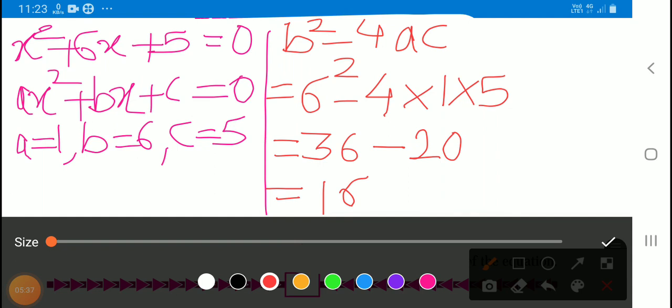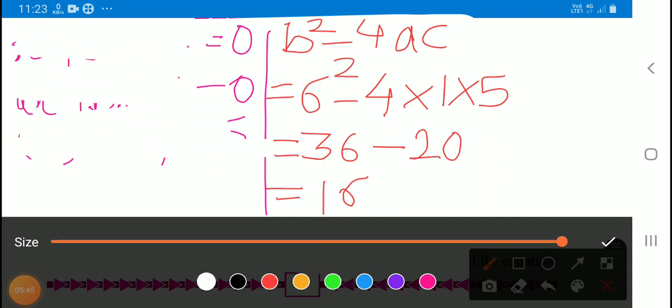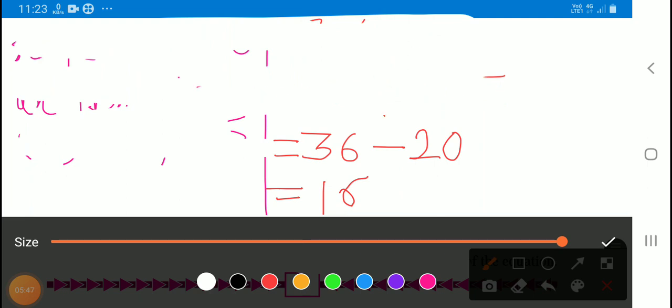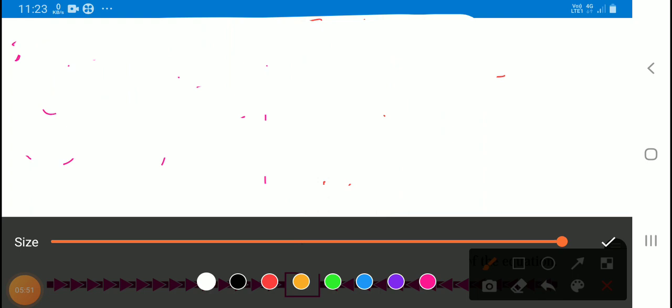Do you understand this? Now we will write the formula. Place is not there, so again I will make some place here to solve the next steps of the example and for writing the remaining steps.